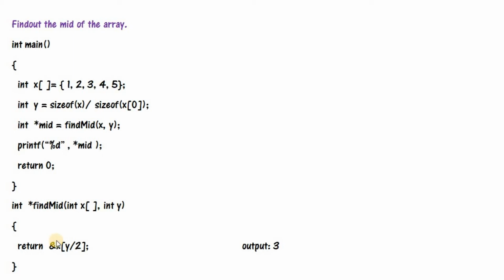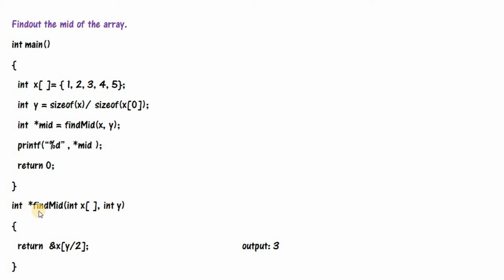There is also one important point for us to understand. We can see here the data type of this function is int star. It indicates that we are returning a pointer or some address. Here we can see we are returning the address of this particular element. Returning the address is equivalent to returning the pointer. That is why we are using int star as the data type of this function.